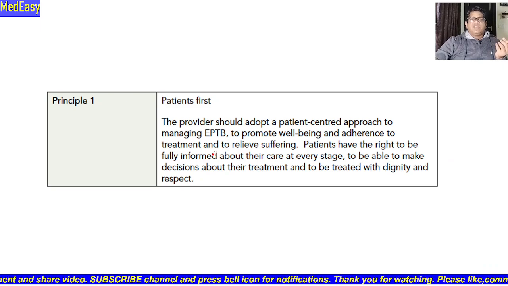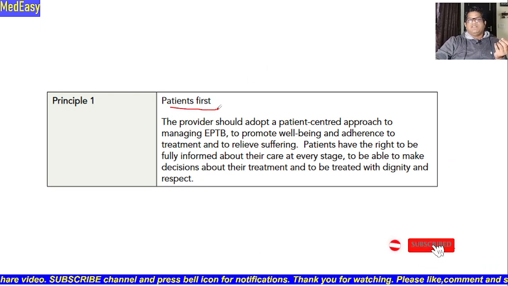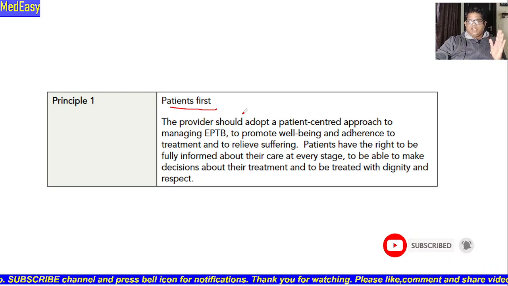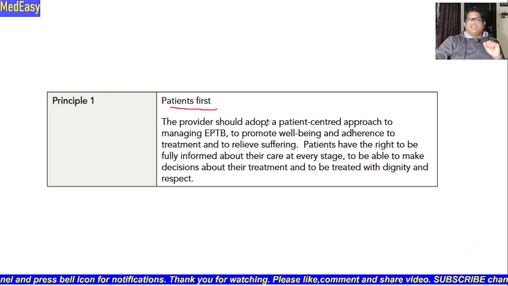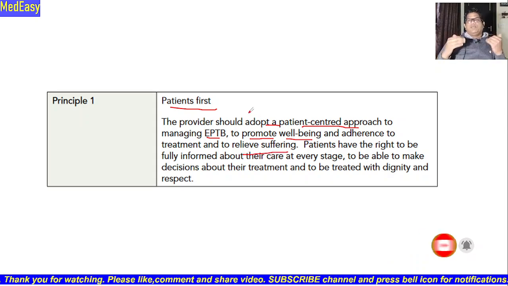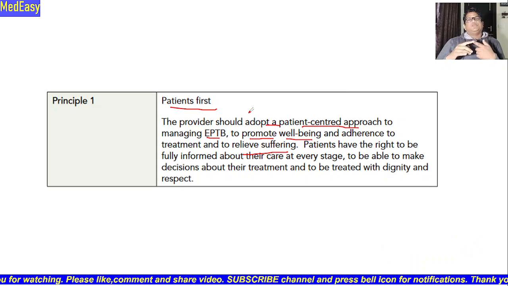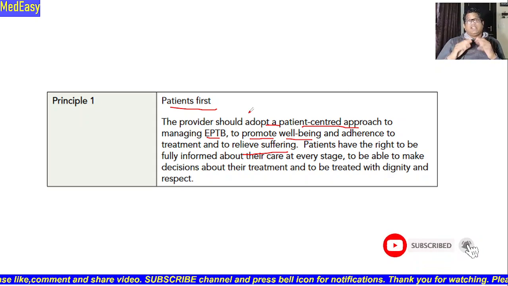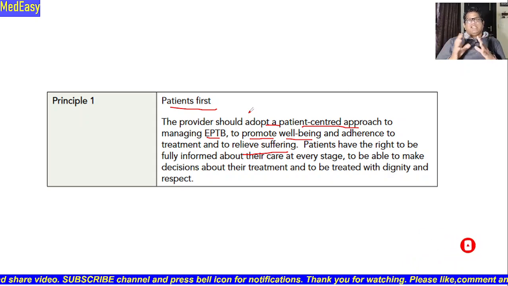So what is principle number one? Principle number one is patient first. We should keep the patient as a priority, and in that situation we should adopt a patient-centered approach to manage EPTB, to promote well-being and adherence to the treatment and to relieve suffering. So our target should be to treat the patient of extrapulmonary tuberculosis to promote their health, and we also have to make sure that they are adherent to their treatment. If we do so, we can relieve their suffering.